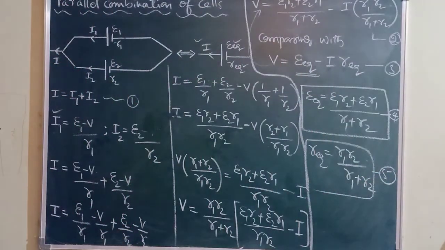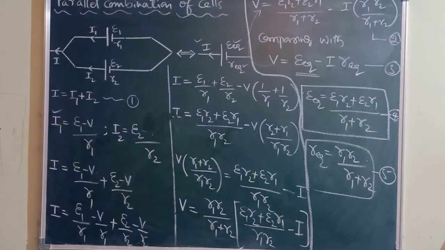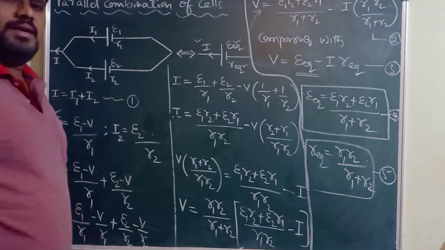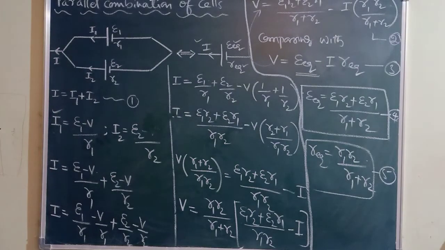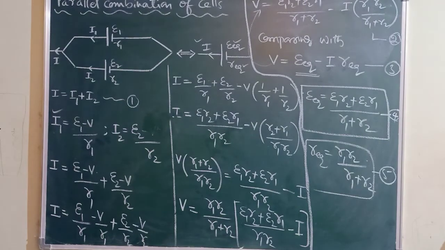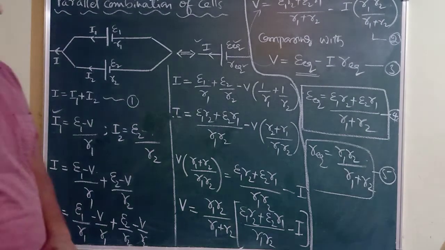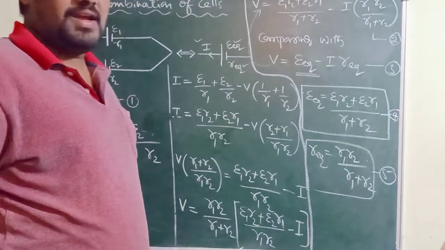What are equations 4 and 5? Equations 4 and 5 give the equivalent EMF and equivalent internal resistance when the cells are connected in parallel. When a number of cells are connected in parallel, the equivalent EMF and equivalent internal resistance can be calculated by making use of equation 4 and equation 5.